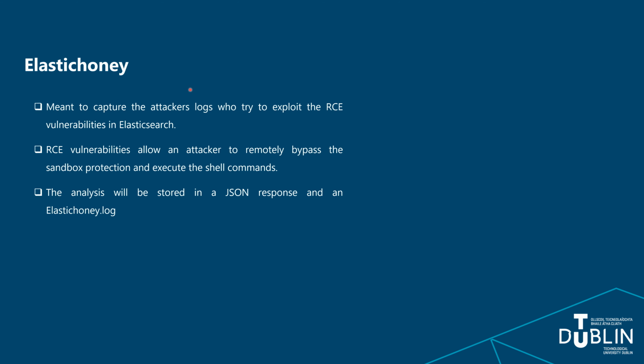Elastic Honey is the next sensor which I used, which is meant to capture the RCE vulnerabilities in Elasticsearch. What is this vulnerability? It allows an attacker to remotely bypass the sandbox protection and execute shell commands. All this analysis is stored in JSON format in an elastichoney.log file.